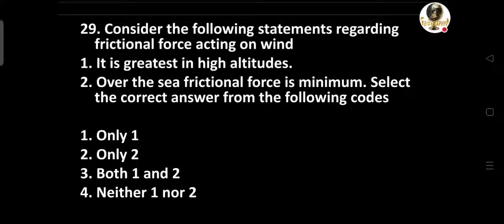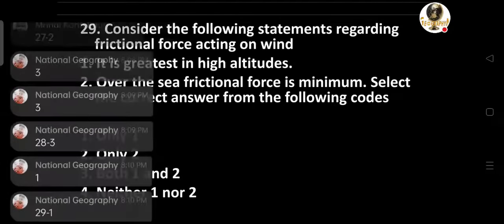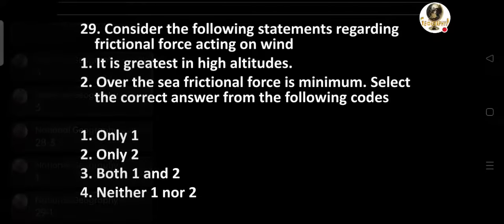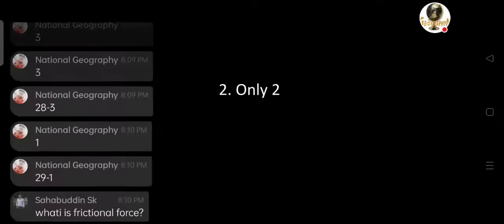I explain this question, question number 29. Frictional force affects the speed of the wind, and it is greatest at the surface, and its influence generally exists up to an elevation of 1 to 3 kilometers, and over the sea surface the friction is minimal. So definitely only 2 is the correct answer in this question. And next, another very important question.